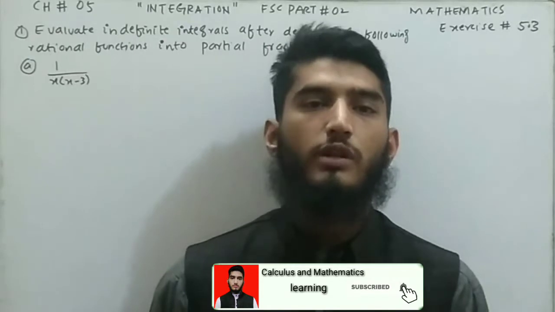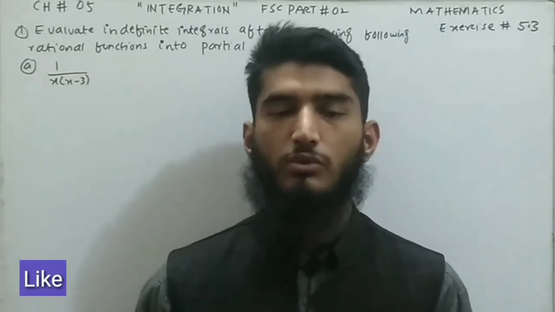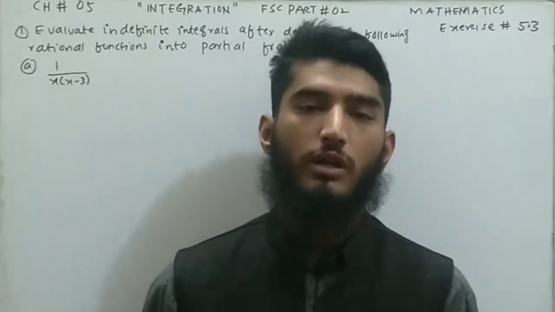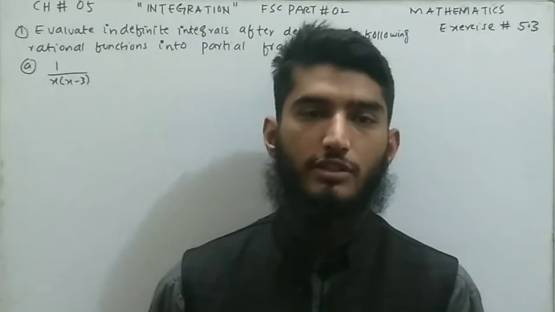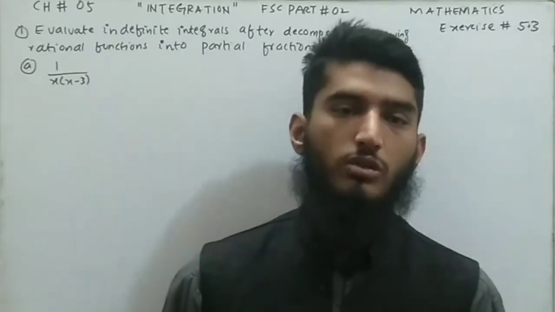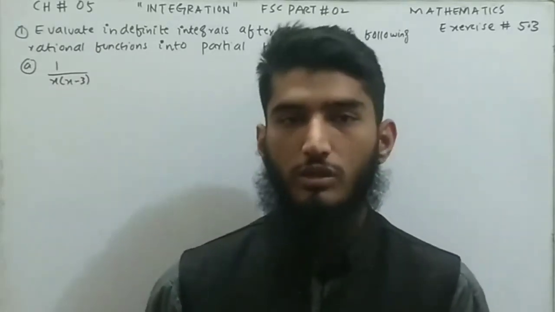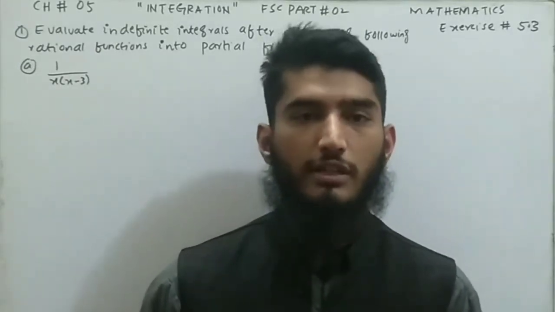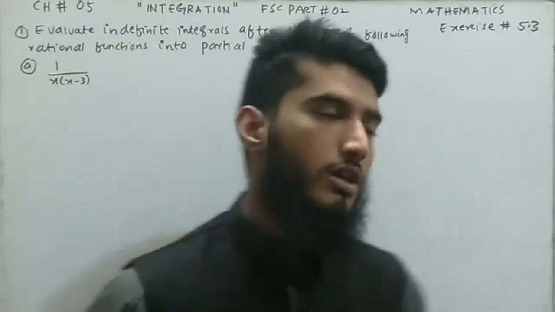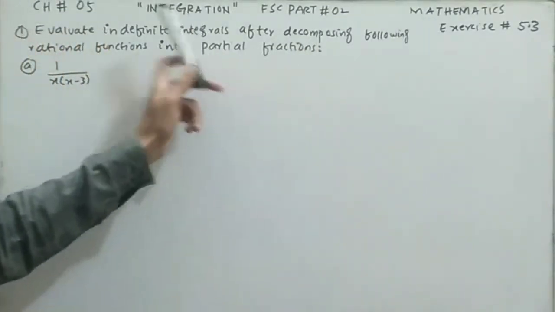In the previous 5 videos, I solved ETA MCQs of Engineering Test of Mathematics portion of 2019. In today's video, I am going to start with exercise number 5.3, chapter number 5, Integration or Antidifferentiation, FSC Part 2 Mathematics. So the first question of exercise number 5.3 is totally related with the indefinite integration by the method of partial fraction decomposition. So let's move toward exercise number 5.3, Mathematics FSC Part 2 Integration, chapter number 5.